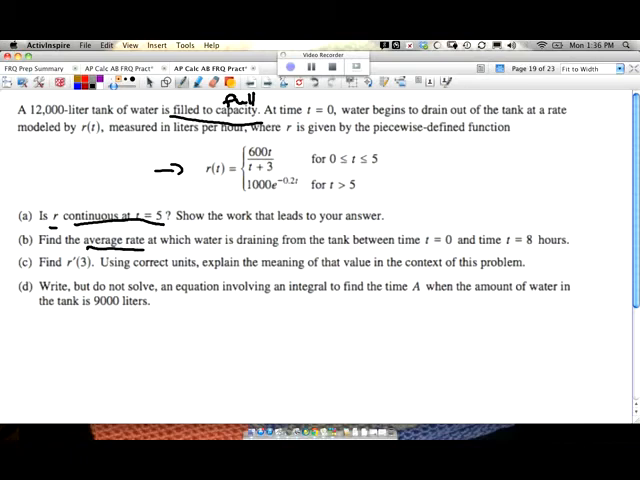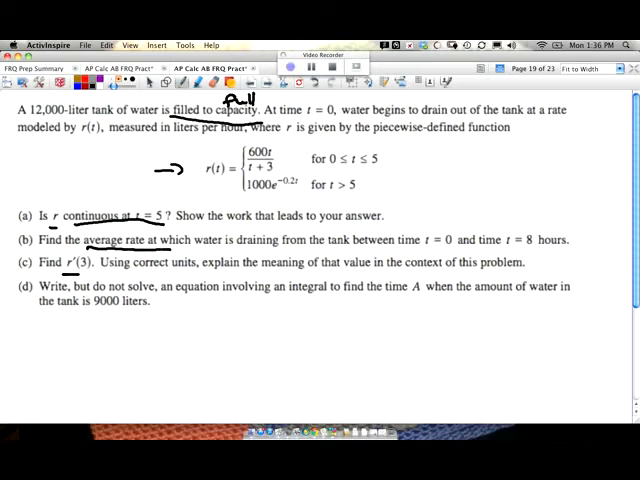So continuity we have to look at. Then we're going to look at an average rate of change from 0 to 8. Then it's going to ask us to find R prime of 3 and say what that is. And it says, write but do not solve an equation involving an integral to find the time A when the amount of water in the tank is 900,000 liters. Okay, well, let's see what we would get then.